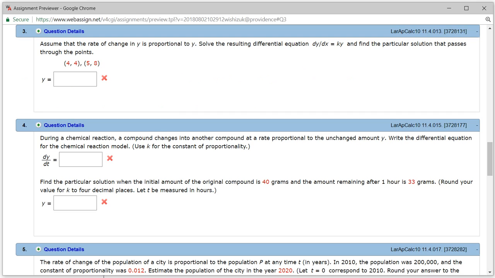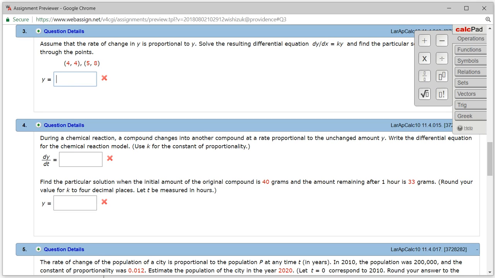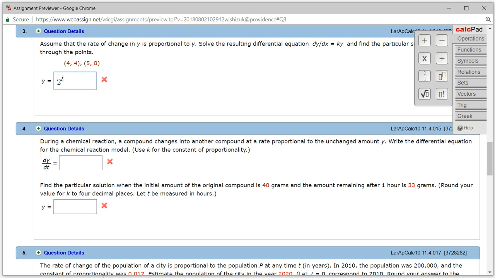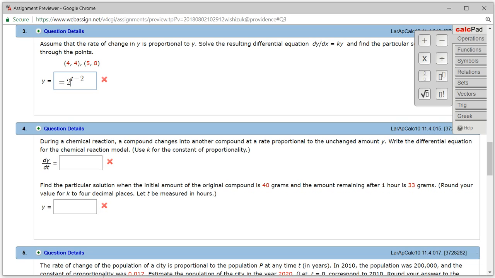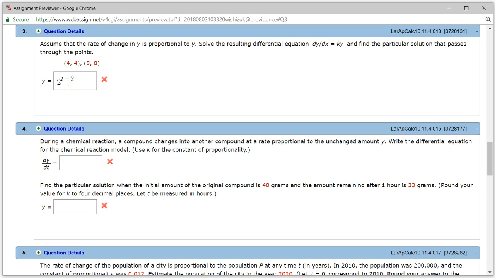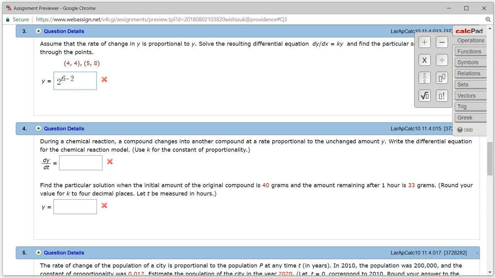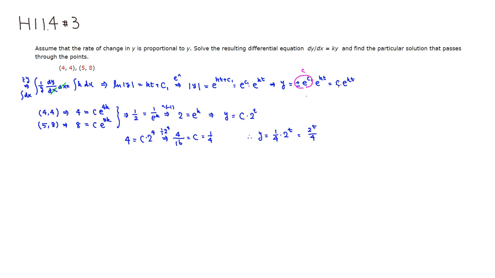So let's type it in. We got y is equal to 2 to the t over 4. Or actually, better yet, 4 is 2 squared, so this is actually 2 to the t minus 2. Same thing, so I'm going to write that because it looks a little bit better. All right, let's check the answer. Oh, actually, x minus 2, sorry. This is x minus 2, and I did that.